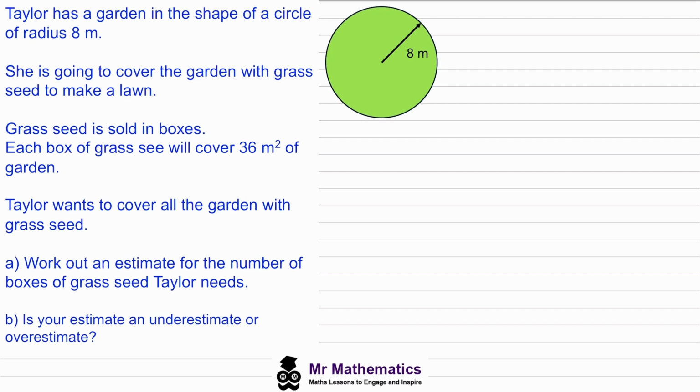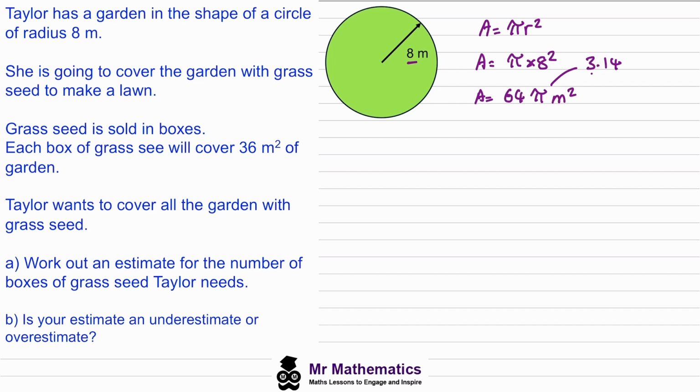So the first thing we need to do is to work out the area of this circle. We know the formula is pi r squared. And we know the radius is given as 8 meters. So the area will be pi times 8 squared. The 8 squared we don't need to approximate. We can work this out as 64 times pi. And this is in meters squared. But we know pi is approximately 3.14.